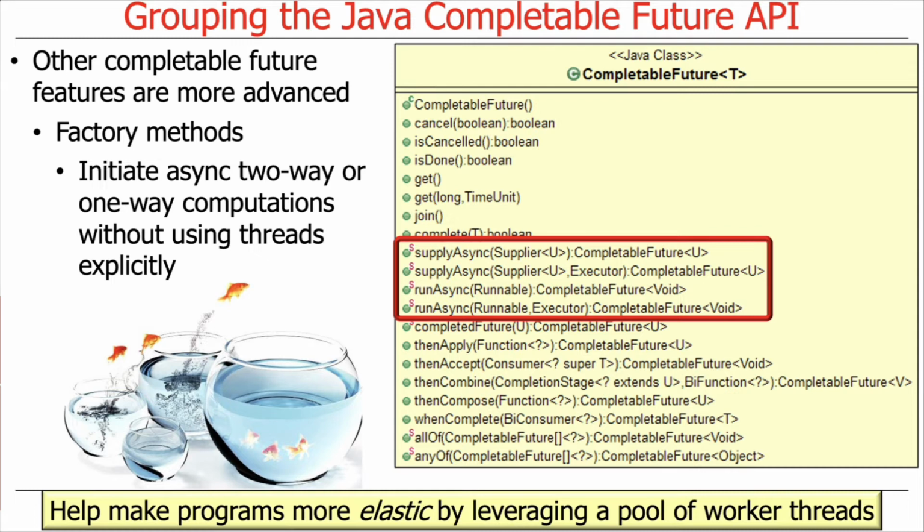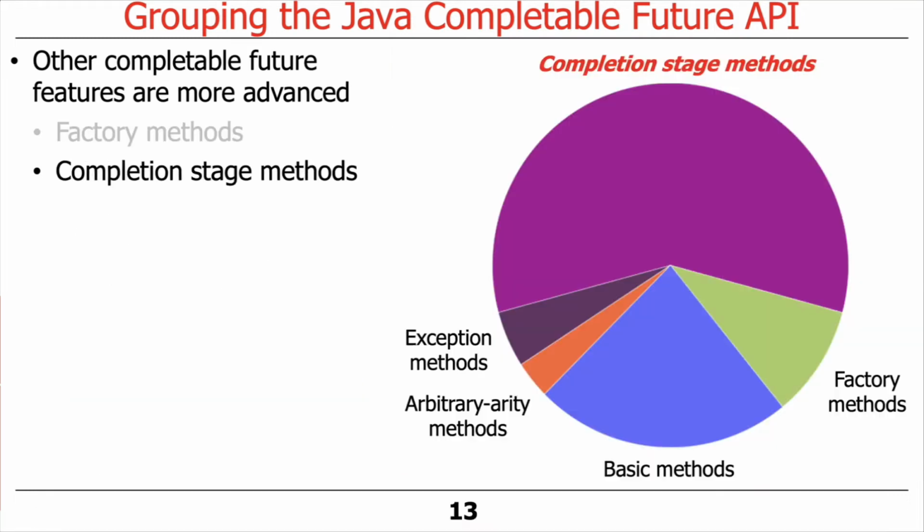When you think back to the Reactive Programming Manifesto and the various capabilities and principles it espouses, factory methods help make programs more elastic by allowing us to leverage a pool of worker threads. So when you submit tasks to run asynchronously using supply async or run async, you're taking advantage of the underlying thread pool, thereby making your computations more elastic, which of course is one of the benefits of using the reactive programming model.